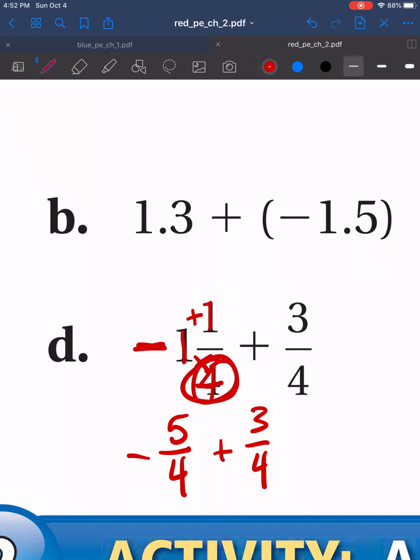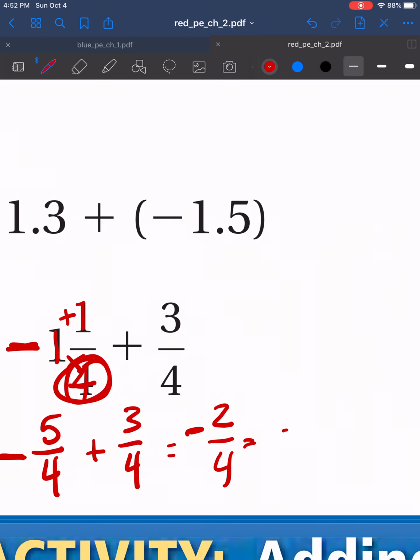Signs are different, so we subtract 5 minus 3 equals 2. Keep my denominator. 5 is bigger than 3 and 5 is negative, so it's going to be negative. Negative 2/4. 2/4 is the same as 1/2. This would be negative 1/2.